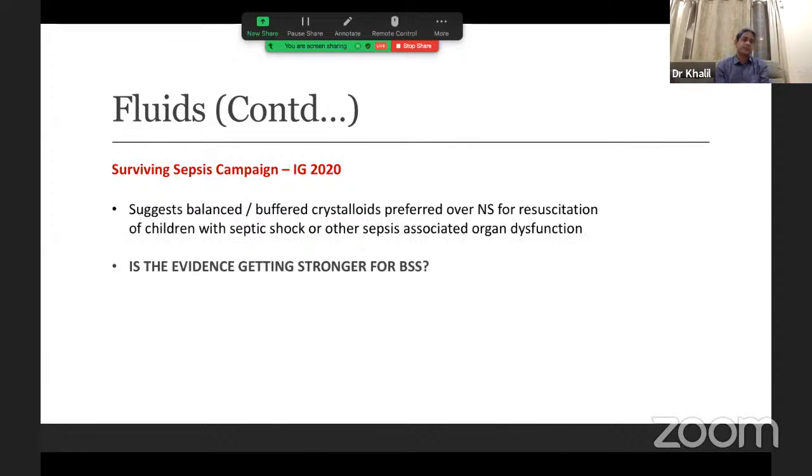The Surviving Sepsis Campaign International Guidelines of 2020 suggest balanced buffered crystalloids to be preferred over normal saline for resuscitation of children with septic shock or other sepsis-associated organ dysfunction. Is the evidence getting stronger for balanced salt solution? Certainly, but we need more robust evidence to recommend using balanced salt solution in all patients in all situations.